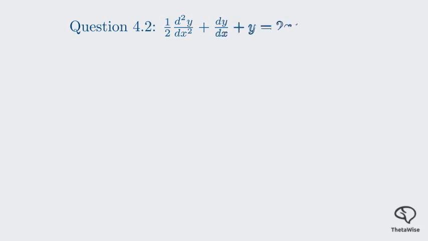Now let's move on to question 4.2. This problem involves a different type of differential equation. The equation is 1/2 times the second derivative of y with respect to x, plus the first derivative of y, plus y equals 2x squared plus 5x plus 1.